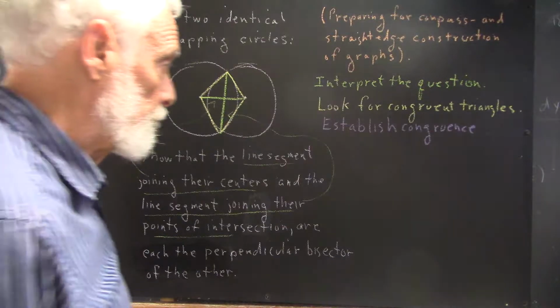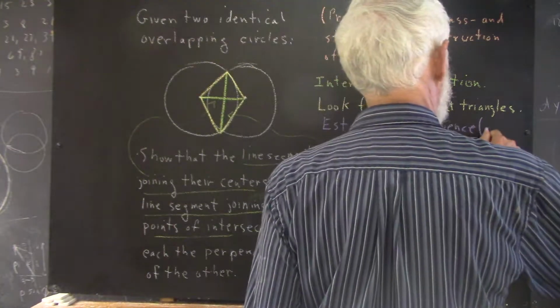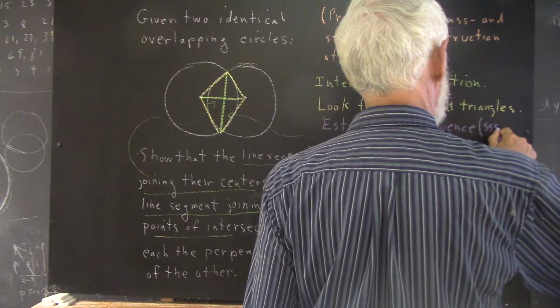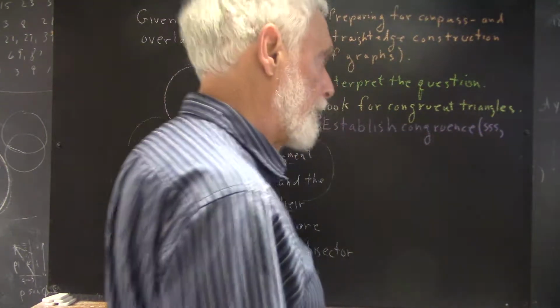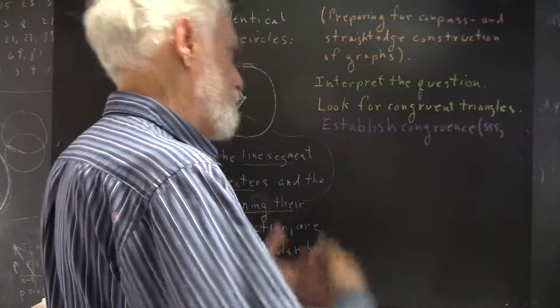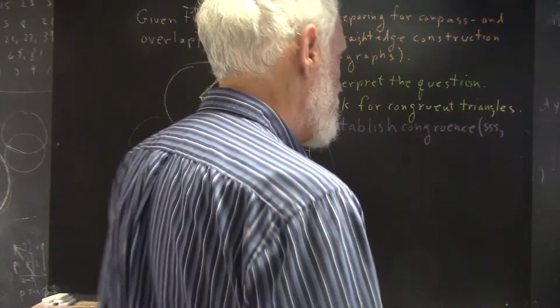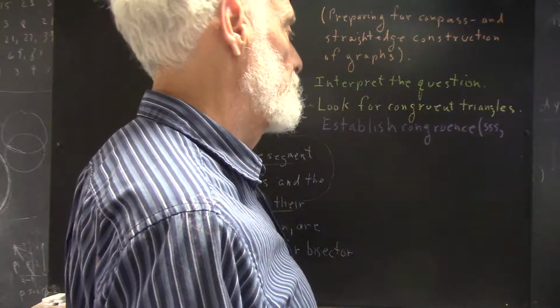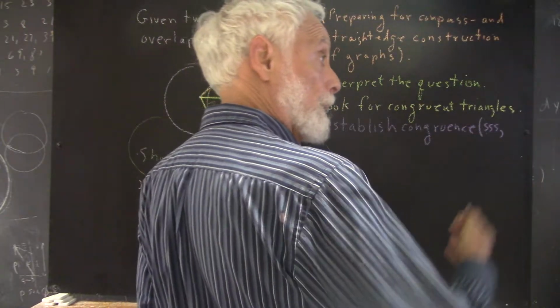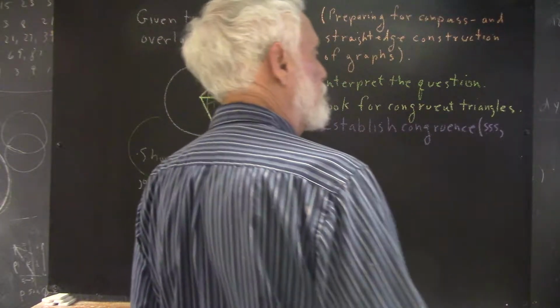Well, triangles are congruent if the three sides are the same. That's SSS, and I assume you know this. I'm not addressing this to people who don't know this. If you don't know this, learn this from plane geometry, some of your basics, and come back to it.